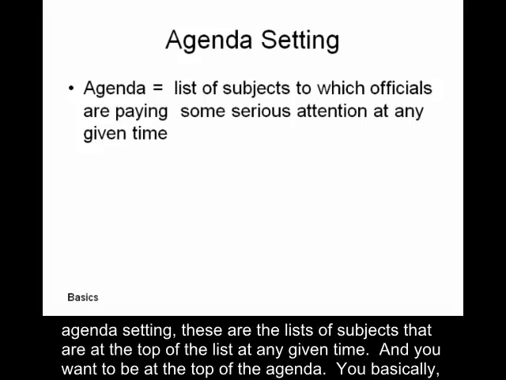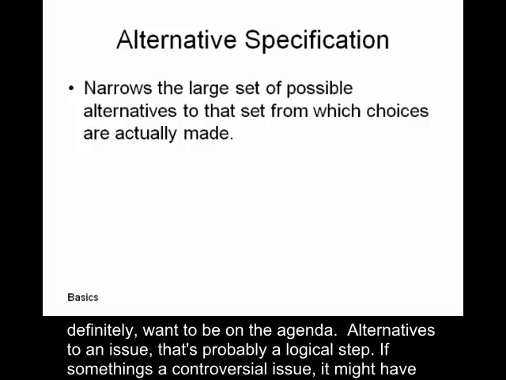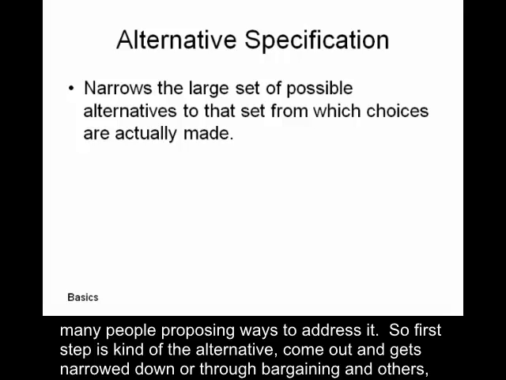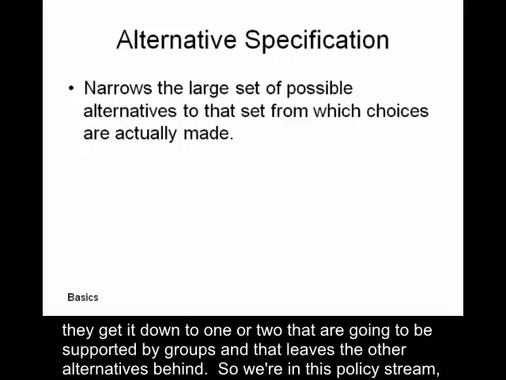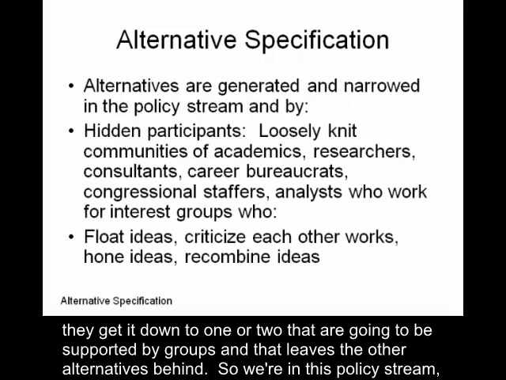The agenda setting, these are the list of subjects that are at the top of the list at any given time, and you want to be at the top of the agenda. You basically definitely want to be on the agenda. Alternatives to an issue, that's probably a logical step. If something's a controversial issue, it might have many people proposing ways to address it. And so first step is the alternatives come out, and probably it gets narrowed down, or through bargaining and others, they get down to one or two that are going to be supported by groups, and that leaves the other alternatives behind.